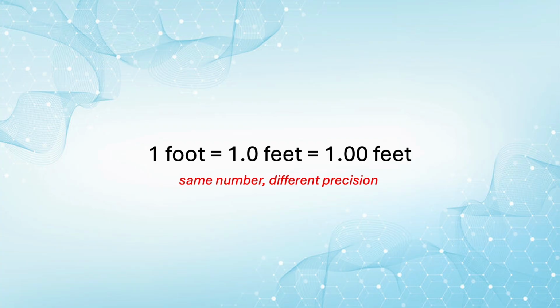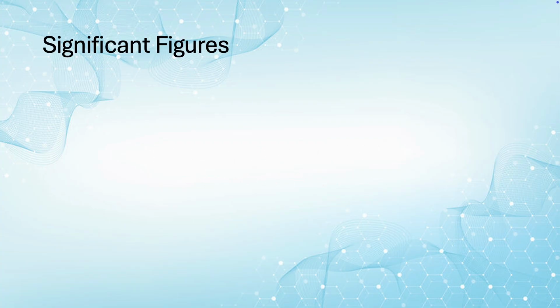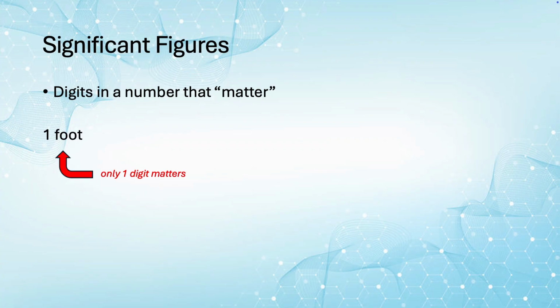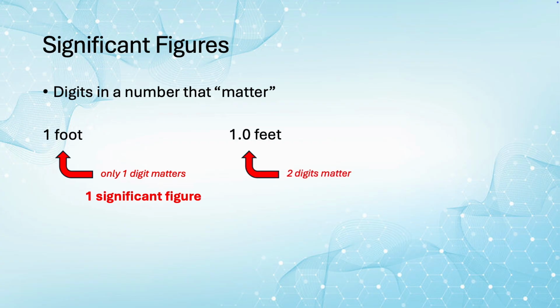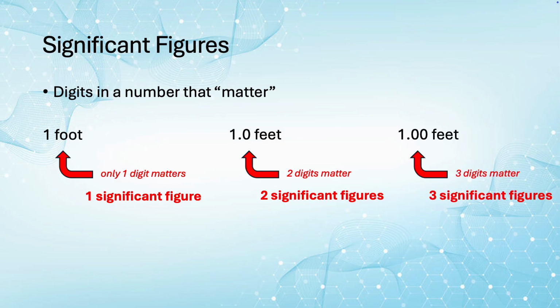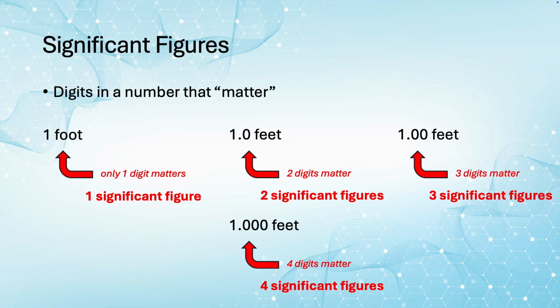This idea is illustrated by the concept of significant figures, or digits in a number that matter. Since you rounded to the whole number of 1 foot, you only gave me one digit that matters. Therefore, your answer has one significant figure. If you were weird and gave me the answer 1.0 feet, you rounded specifically to the nearest tenth, so 2 digits in your answer matter. Therefore, your answer now has 2 significant figures. Similarly, 1.00 would have 3 significant figures, 1.000 would have 4 significant figures, and so on.